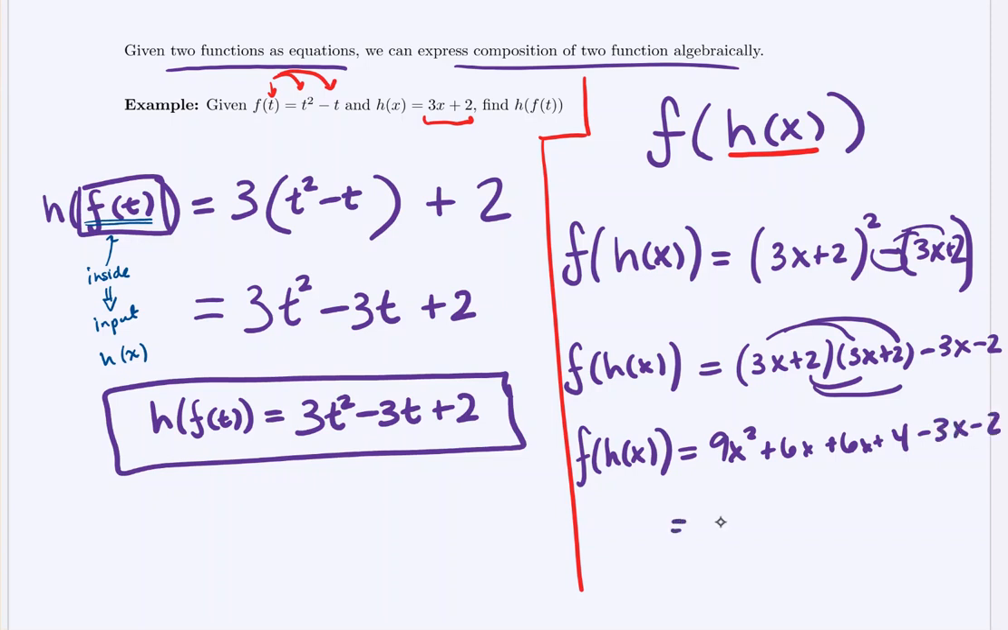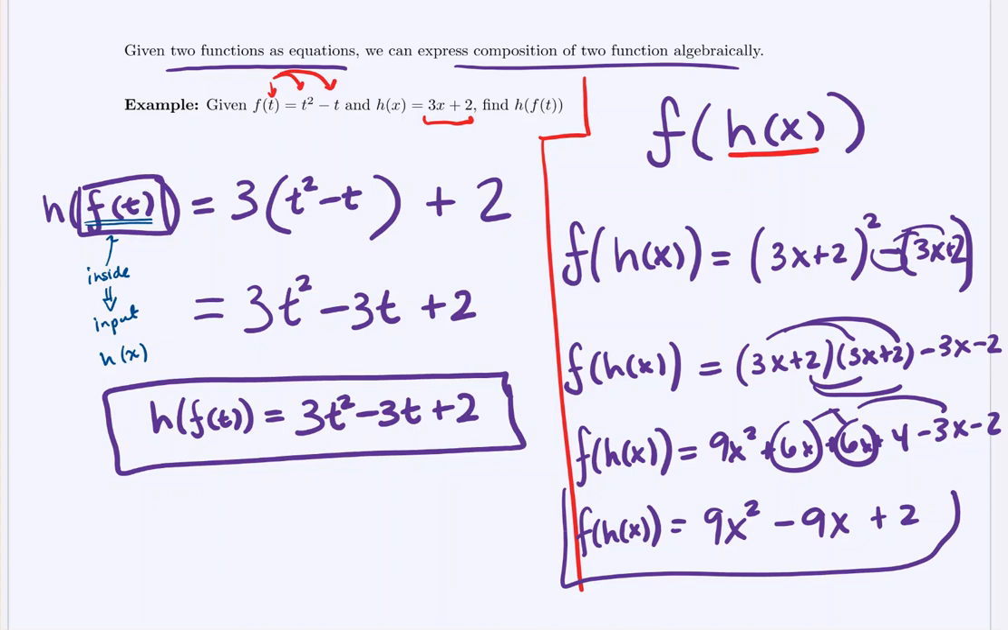So this is equal to 9x squared. That would be 12x together. That we're then subtracting 3x, so we get a minus 9x. And then we've got a plus 4, and minus 2 would give us a plus 2. And that's our h of f of x, or sorry, f of h of x. And notice, based on the order that we did the composition, we got significantly different results.